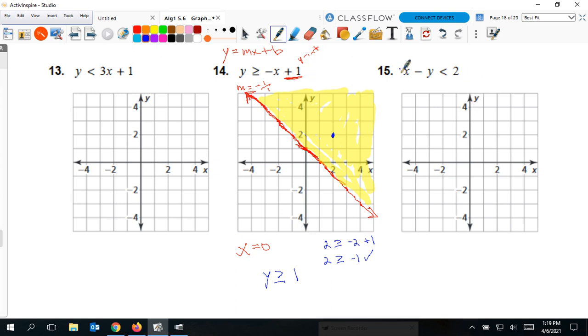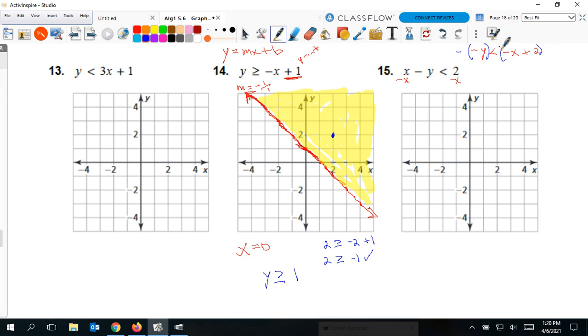Okay, let's go to 15. Now 15, we need to first adjust it, put it back into y equals mx plus b. So let's do that first. First thing I got to do is subtract my x from both sides. So I'll write it up here. So now it's going to have a negative y is less than negative x and then a positive 2. But now I can't leave it as a negative y. I'm going to have to multiply both sides here by a negative sign.